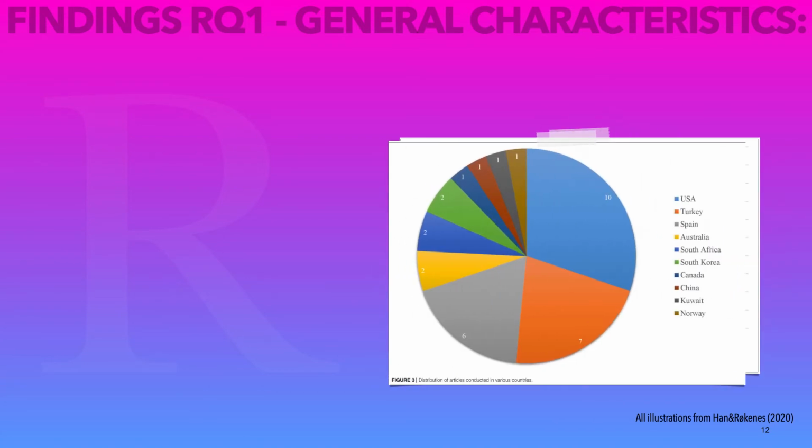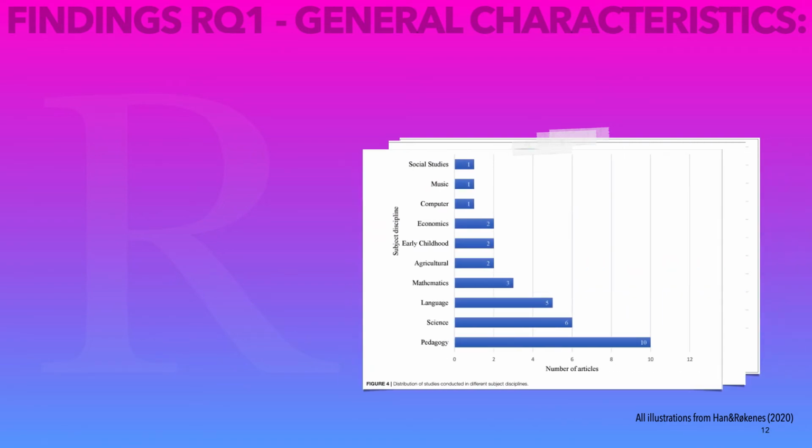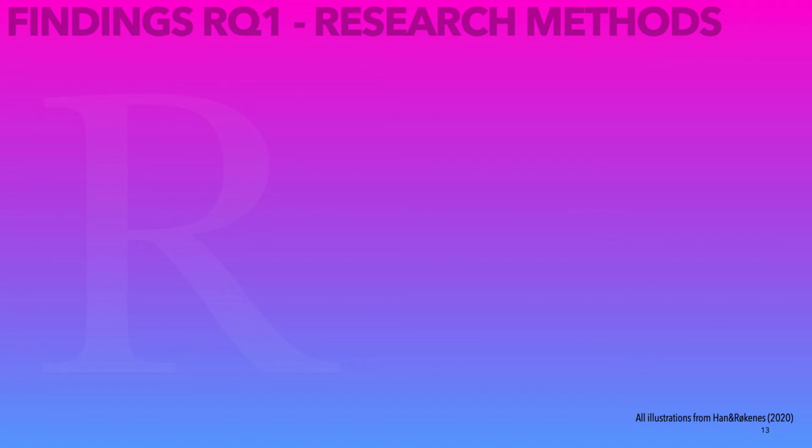USA, Turkey, and Spain are countries where a majority of these studies come from, and pedagogy, science, language, and math are the subject disciplines where the majority of studies are done. As for which research methods these studies had, more than half did not mention a methodological paradigm. These were categorized based on description in the method section.